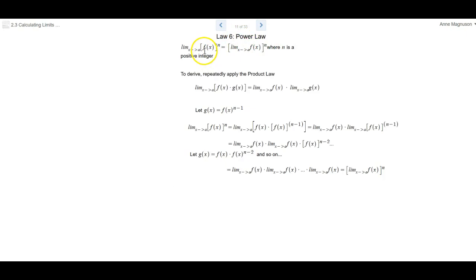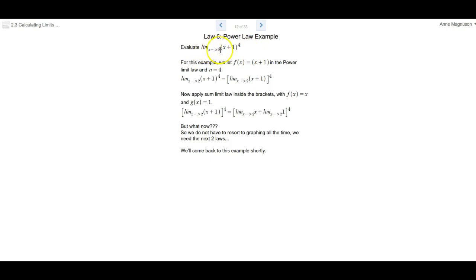And this tells us that if we have a function raised to an integer power, and we're taking the limit of that, we can bring the limit inside the exponent. So we can evaluate the limit of just f of x and then raise that limit to the nth power. And this is derived by repeatedly applying the product law. So that law is telling me that I can bring this limit symbol inside this power, right? So I can find the limit of this expression inside this power.